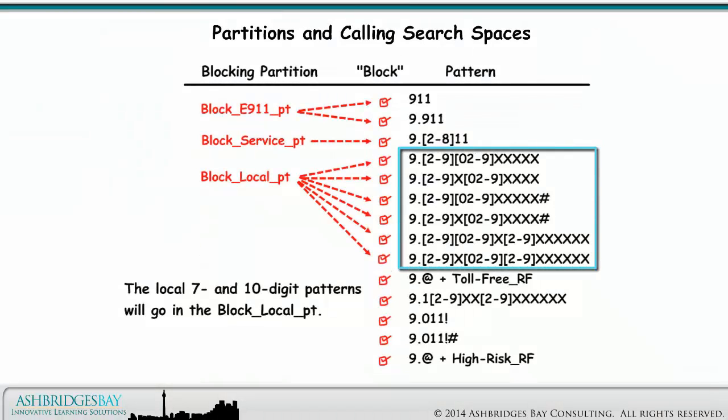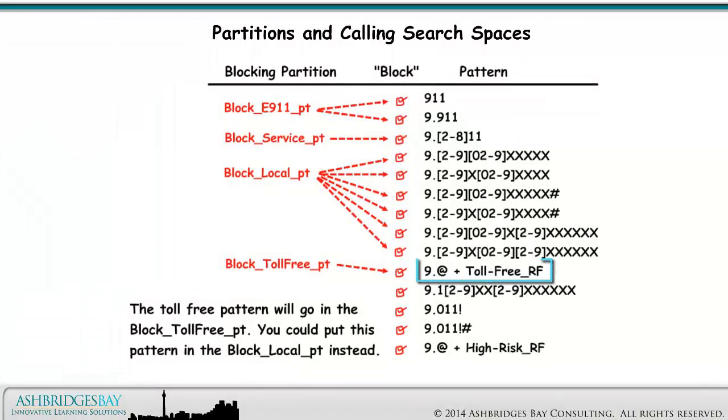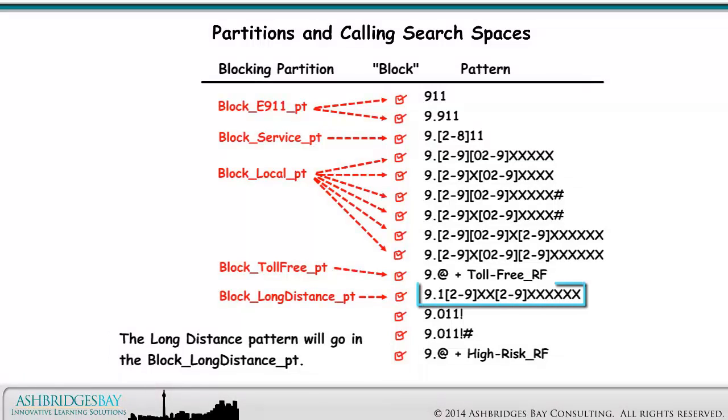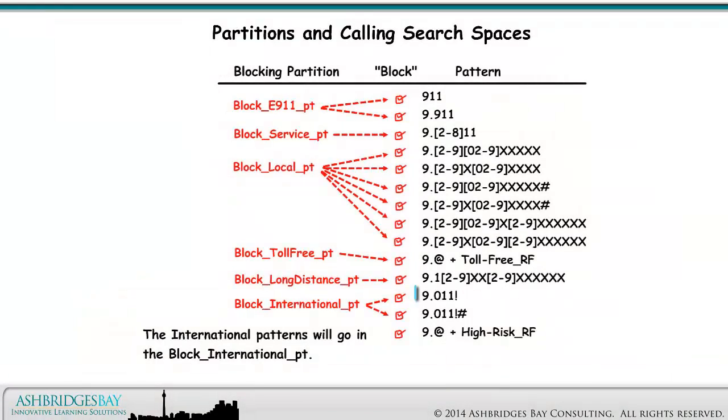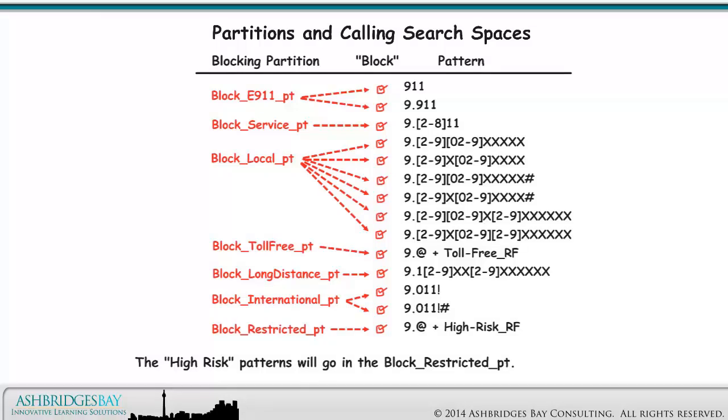The local 7 and 10-digit patterns will go in the block local partition. The toll-free pattern will go in the block toll-free partition. You could put this pattern in the block local partition instead. The long distance pattern will go in the block long distance partition. The international patterns will go in the block international partition. And the high-risk patterns will go in the block restricted partition.